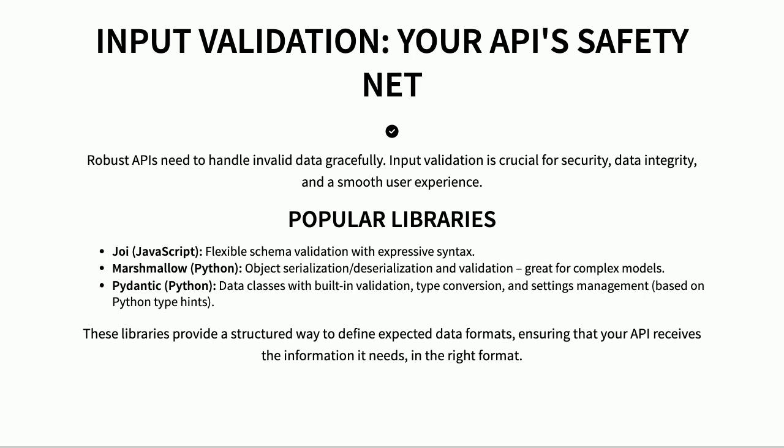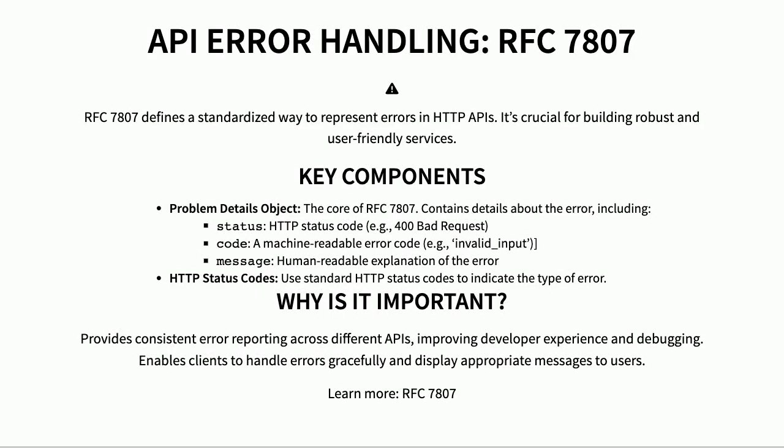Joi, Marshmallow, and Pydantic are all fantastic tools for defining exactly what kind of data we expect our API to receive, like confirming that a user's email address has the correct format or that a product ID is actually a number. They make it much easier to catch errors early on, preventing problems down the line and ensuring your API runs smoothly.